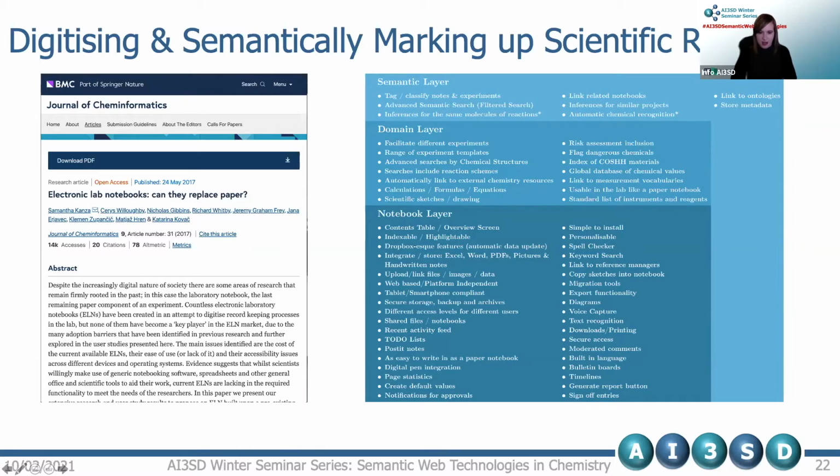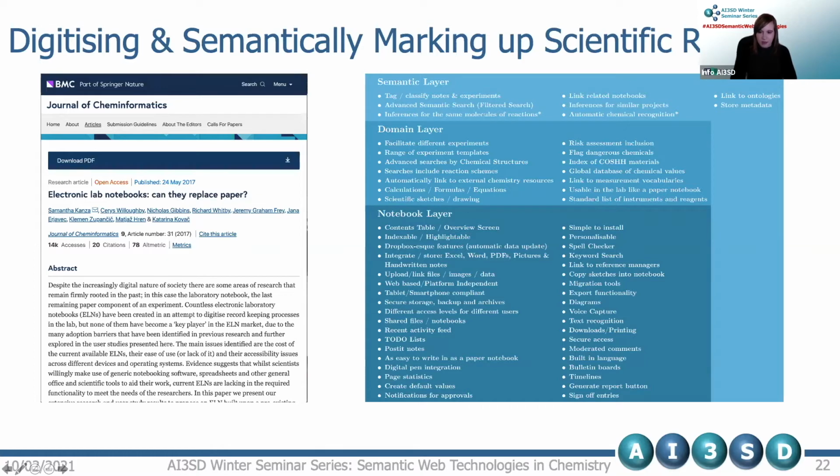This has been broken down into 3 layers. So the majority of the generic functionality desired, so secure backup, cloud access, generic notebooking features, can all be provided by a cloud notebook platform, which forms that notebook layer at the bottom.